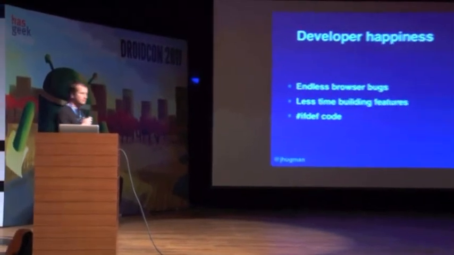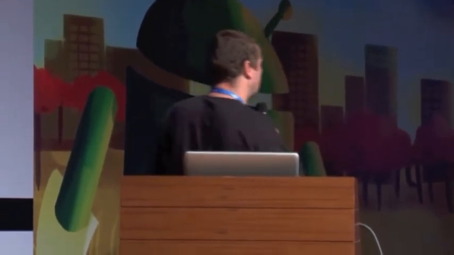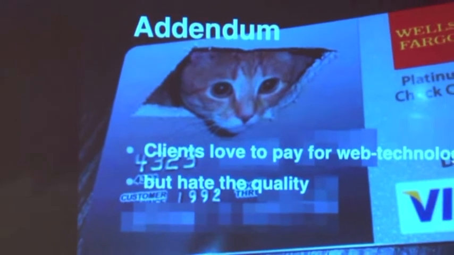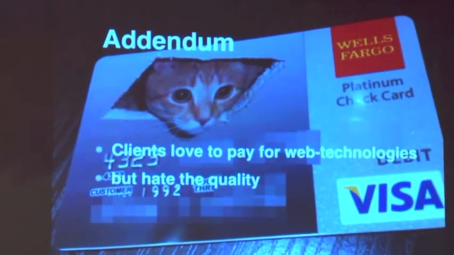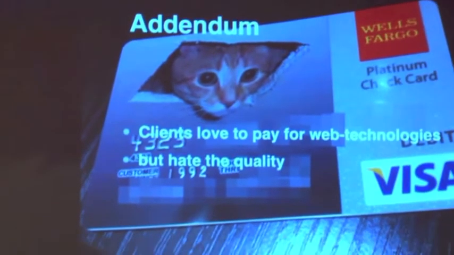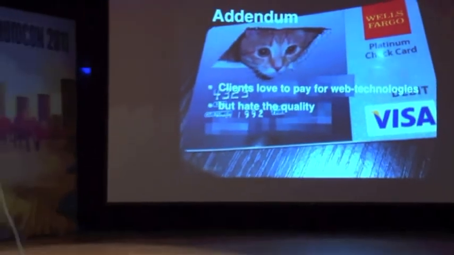So, endless browser bugs. You're going to be building different UIs anyway. And your developers, you, spend more time fixing bugs and less time making the app. So you get less done. The client's not very happy. So this is how we look at it. Clients come to you with HTML5, and they want HTML5 because it's cheap. They love writing the checks, but they hate the quality. They try and jab it, and swipe, and scroll, and lift, and whatever, and it's just not good enough. So they hate the quality.